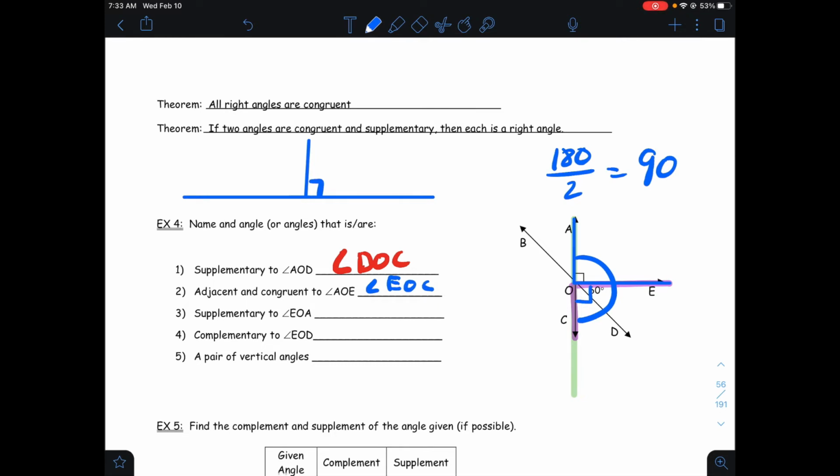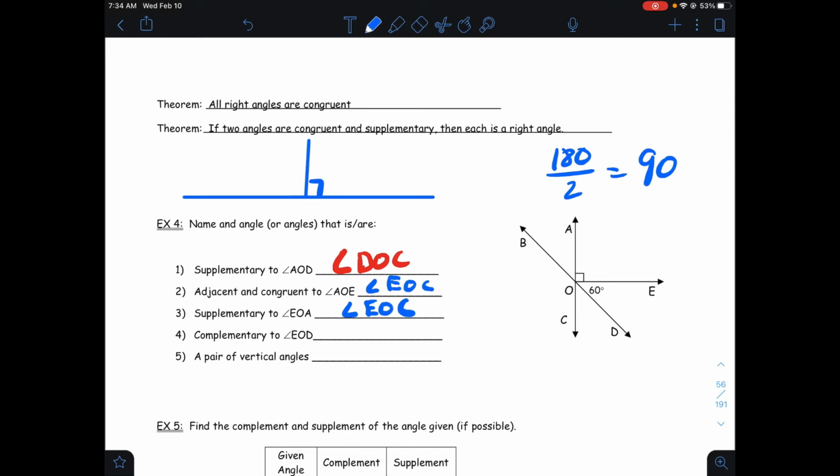Next it says supplementary to EOA. So let me erase all this craziness I've drawn. And we're talking about angle EOA. All right. So they want something that is supplementary to EOA. Well, if we look here, we need something that's going to add up to 180. Well, it looks like angle EOC is going to add that up to 180 as well. Right? EOA and EOC will both add up to give you that straight angle.